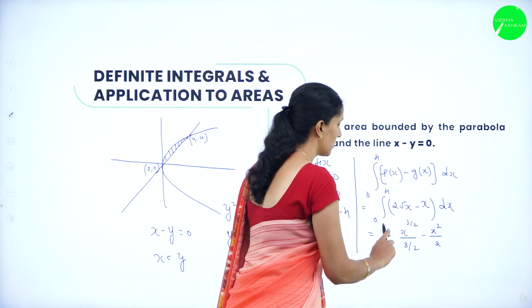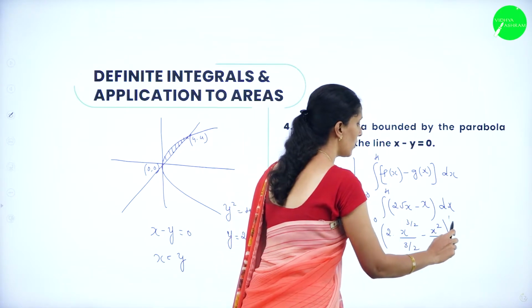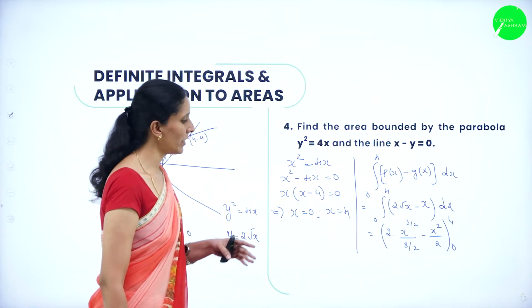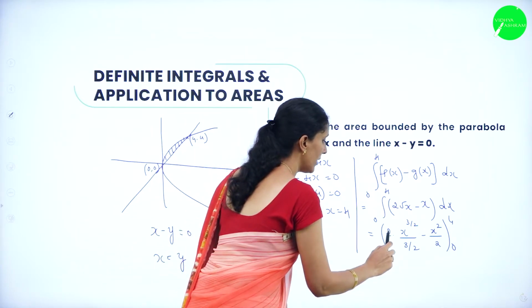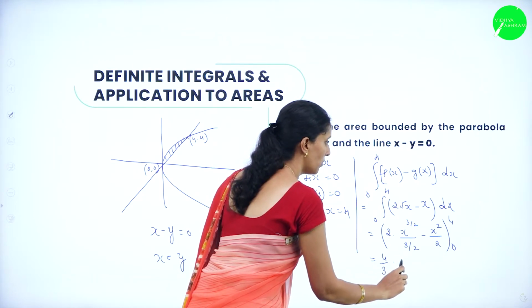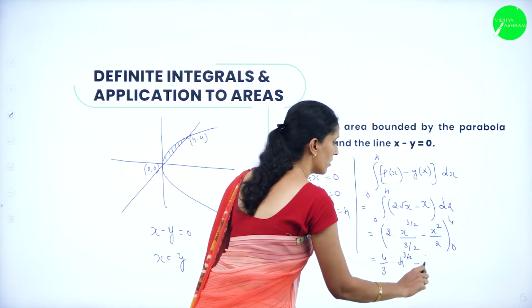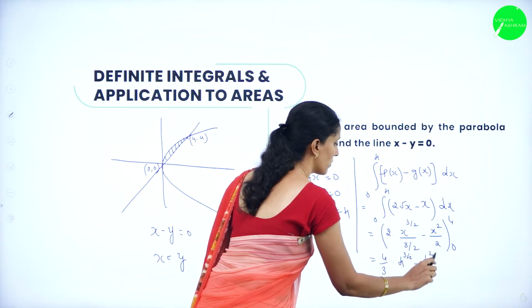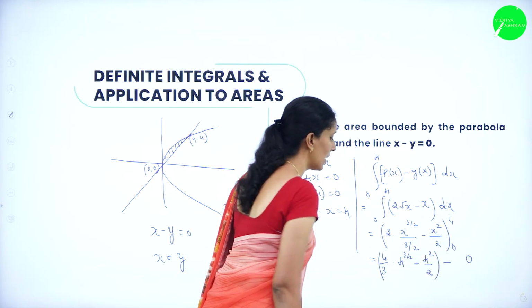So here, for this, we can apply the limits 0 to 4. If you apply the lower limit as 0, you will get 0. Just substitute 4. This is 2 into 4 to the power 3 by 2 divided by 3 minus 4 square divided by 2. So this is for the upper limit, and for the lower limit clearly it will become 0.